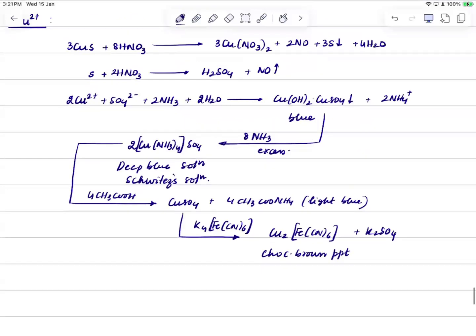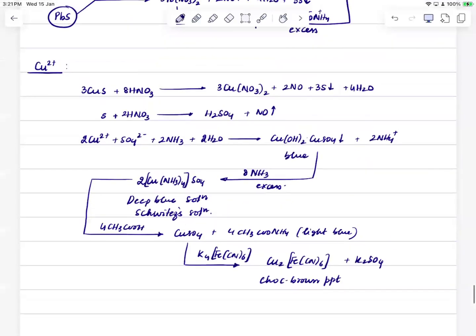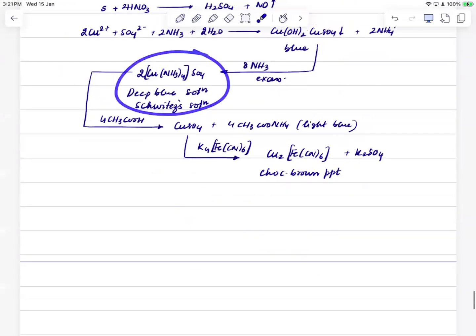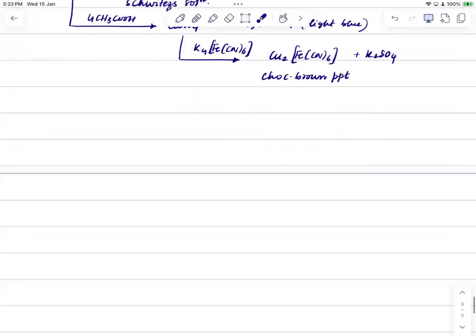So you can see two important confirmations for copper. One is this deep blue coloration, and following that, the chocolate brown precipitate formation. So if you are able to do that, then this is for copper 2 plus. Next is for arsenic. Arsenic is in plus 3 form.